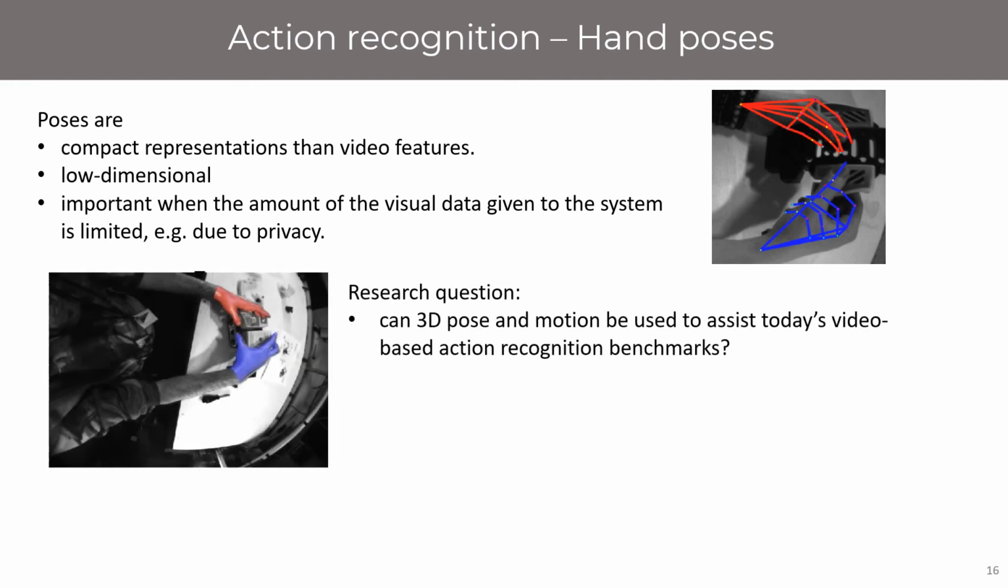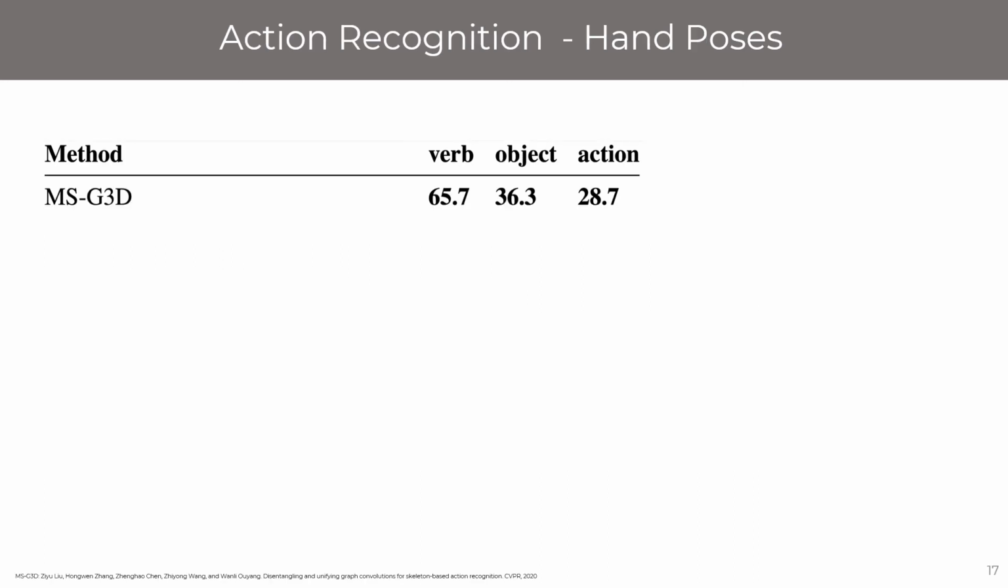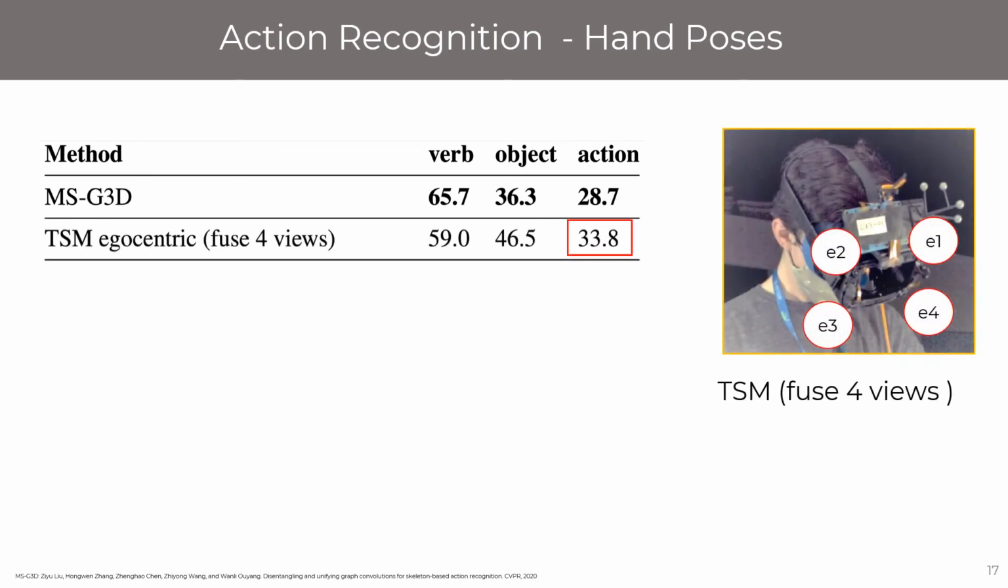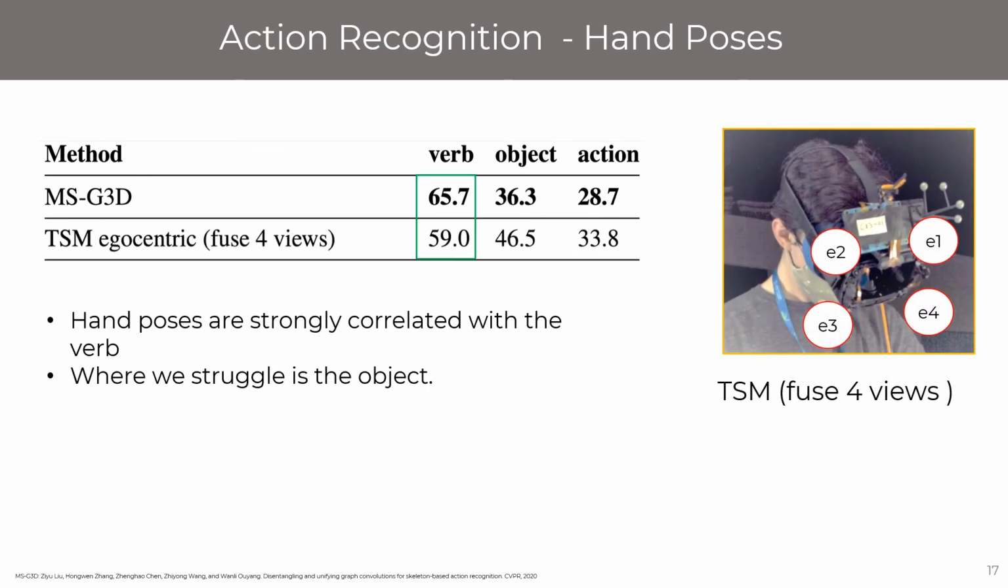Our experiments on pose-based recognition try to investigate if 3D pose and motion can be used to assist today's video-based action recognition benchmarks. In our experiments, we use the state-of-the-art pose-based action recognition architectures. The model achieves an action accuracy of almost 29%. However, its performance is worse than the video-based TSM. The verb accuracy for pose-based recognition is higher than the video-based approach, but at the cost of object performance. This is unsurprising, as hand poses can easily encode movements but cannot provide much object information.